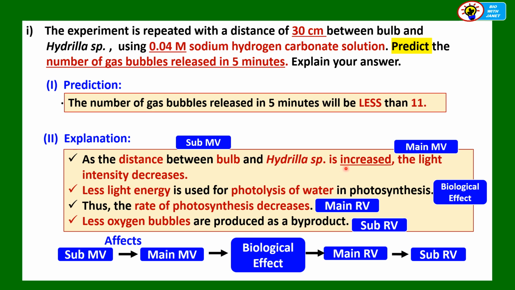Note that we have connected the variables again in the same sequence. First, we mentioned the sub-MV, which is now the light intensity. Okay, and sub-MV affects the main MV, which is the light energy. Then the main MV affects the main RV. So the rate of photosynthesis decreases because there's less light energy for photolysis of water in photosynthesis. And then the main RV will affect the sub-RV. Less oxygen bubbles are produced as a byproduct.